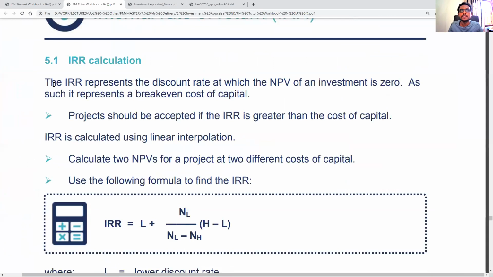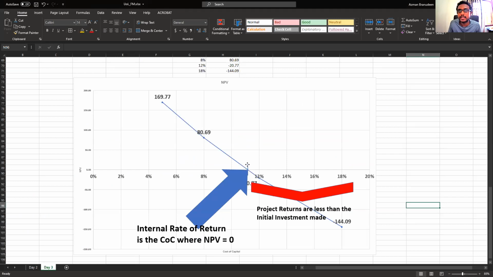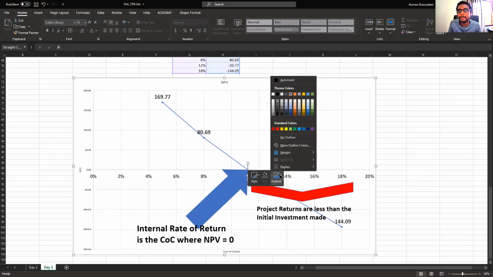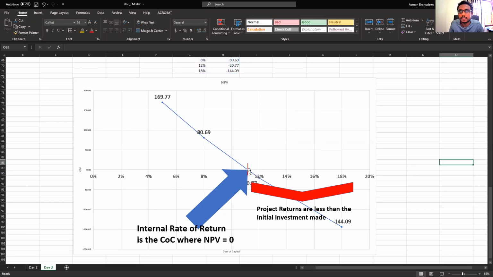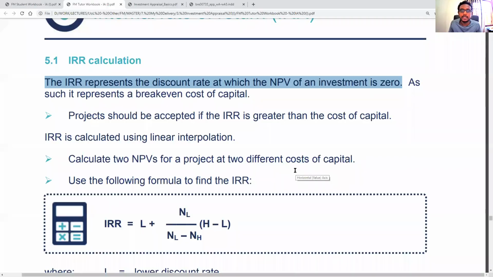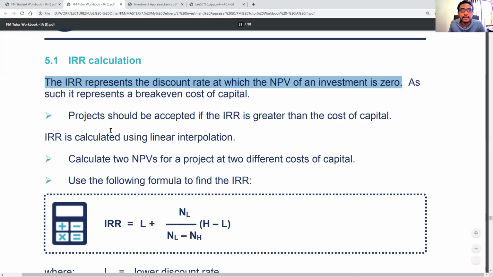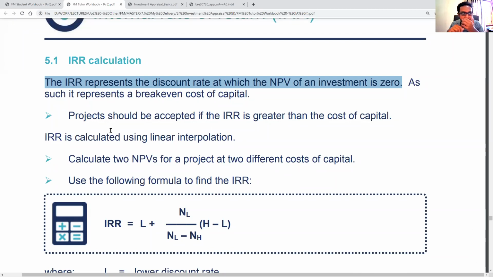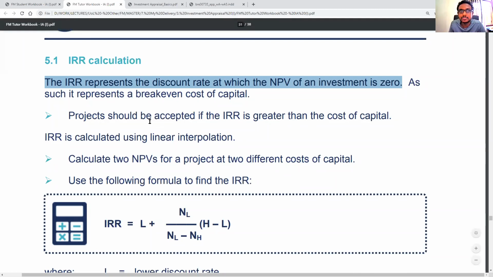There we go. So the IRR represents the discount rate at which the NPV of an investment is 0. Okay. So here the IRR is at this point that I marked. The IRR where the NPV is 0. What does this mean? Project should be accepted if the IRR is greater than the cost of capital. The IRR is calculated using linear interpolation. You can use differential maths for this, but we just learned the congruency of triangles, which is the logic that is used here.